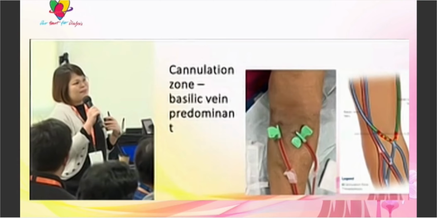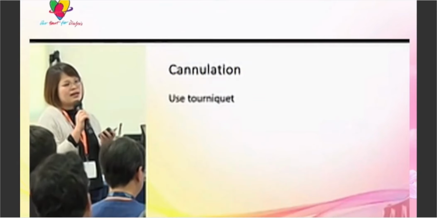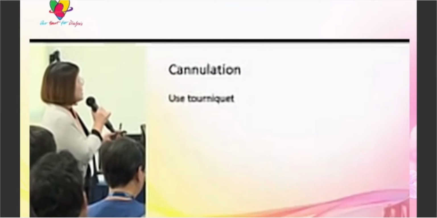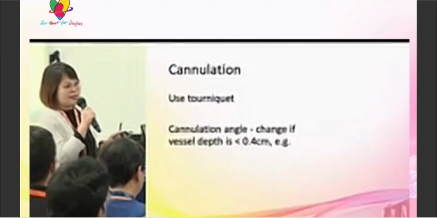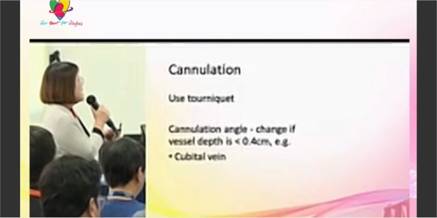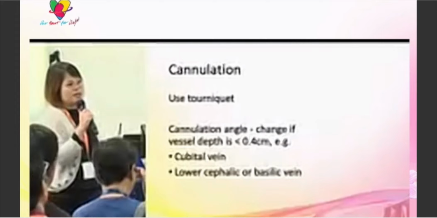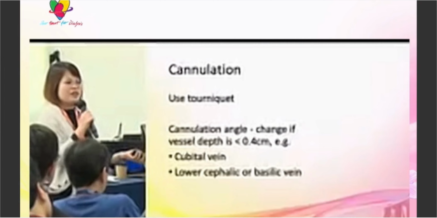To avoid injuries to the back vessels, we tell them to place a tourniquet, because the endo AVF tends to be softer, and the tourniquet can help them in terms of getting successful cannulation. We also pay attention to segments that are superficial, which is commonly at the area of the cubital vein, which is usually very superficial, or even the lower basilic or cephalic vein can be quite superficial as well.